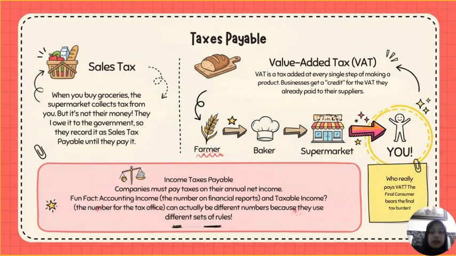Here is a fun fact. Did you know that the accounting income, which is the profit number you can see on the official financial report, and taxable income, the number calculated for the tax office, can actually be different numbers? Why? Because the accounting world and the tax office use different sets of rules to calculate the profit.